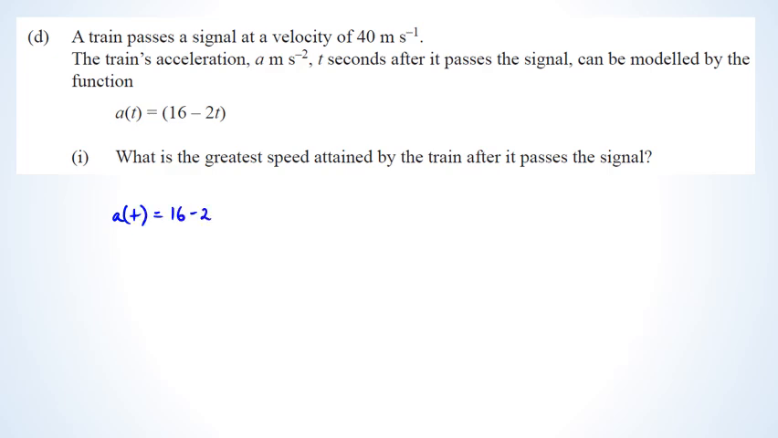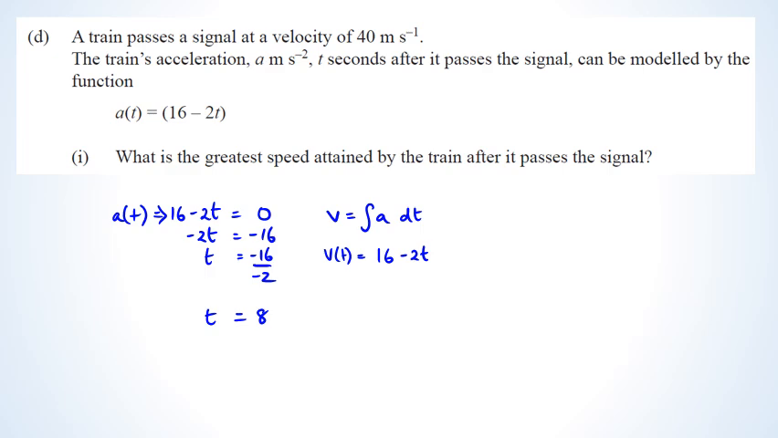So we've got 16 minus 2t equals 0. Rearranging this, we've got negative 2t equals negative 16, and t equals negative 16 divided by negative 2, so t is equal to 8. So what we can say is that at 8 seconds, that's when the greatest speed happens. So we've got to figure out an equation for the velocity itself. To figure out the velocity equation, we've got to integrate the acceleration equation. So v of t would then become the integral of 16 minus 2t dt, and integrating this, v of t equals 16t minus 2t squared over 2, plus c.